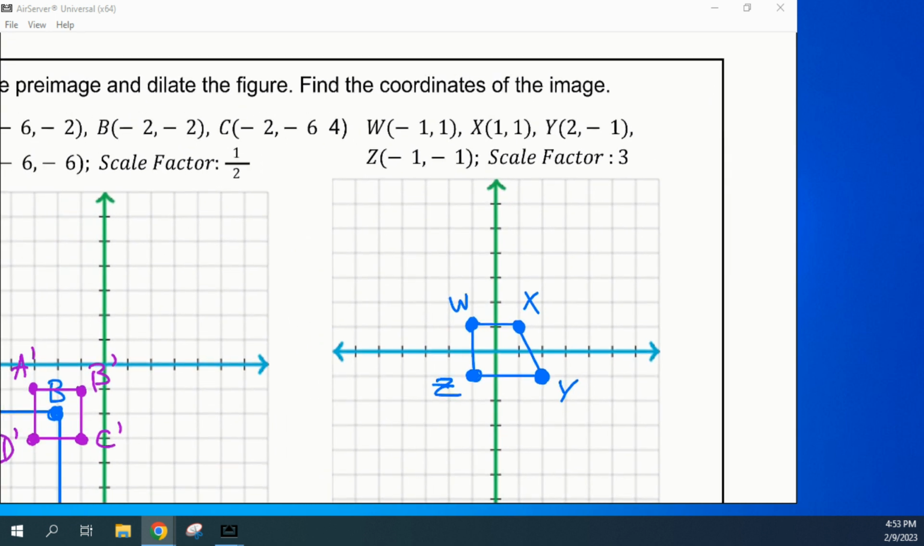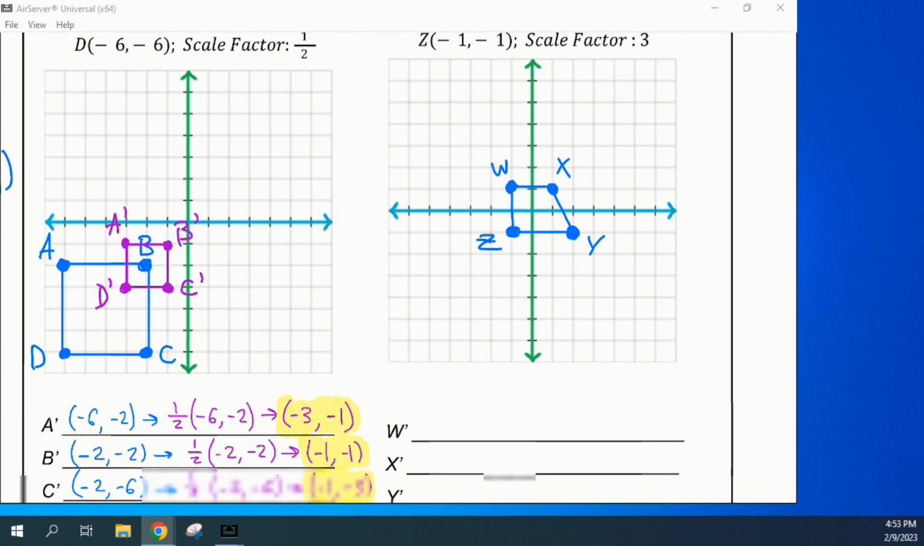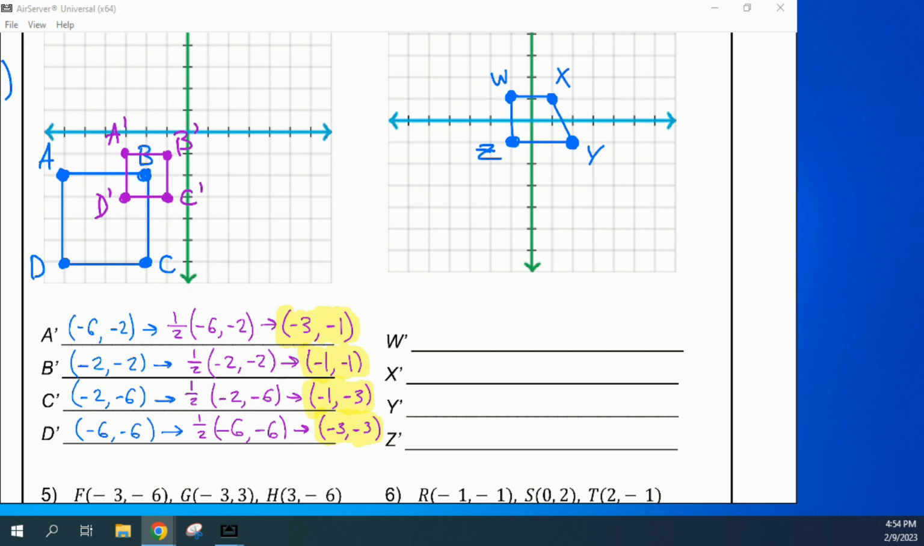Okay. Looking at our scale factor, we have a scale factor of 3. So we would anticipate that this thing is going to get bigger. If we do our work right, it will. So again, the first thing that I'm going to do is write all of our original coordinates so we can show the work down here.